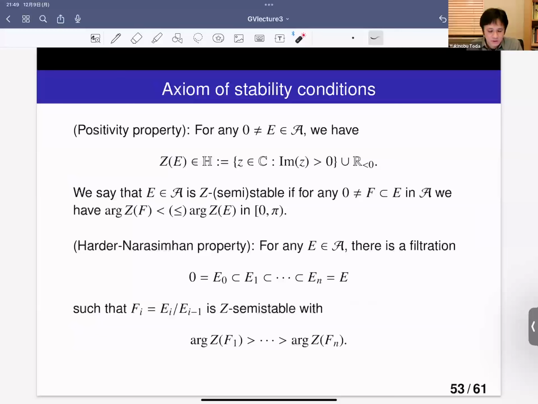So the axiom of stability condition is that there is a positivity property, that is, for any non-zero object in the heart, we have this condition. This condition is that the image of the map Z. This map Z is called the central charge. And the image of this central charge lives in here.